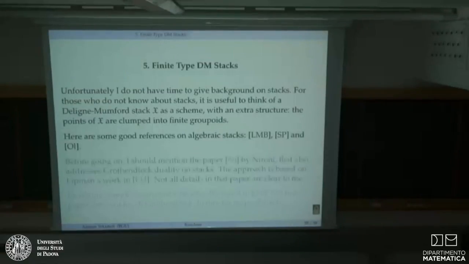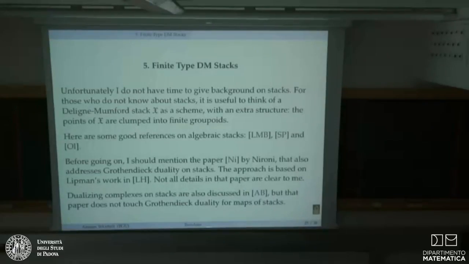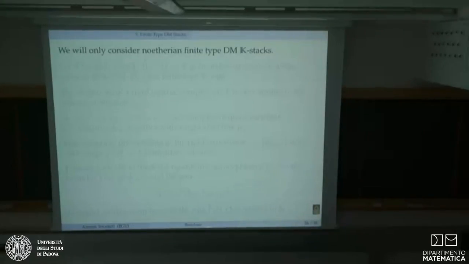Some references here. Some people have tried to look at this. I have no idea what is the status of the work by Nironi. I didn't understand it. With the exception of Nironi's preprint, I don't think there's been any attempt at global duality. I don't think, for example, that Lurie has something like this. He does have a theory of dualizing complexes in the affine case, in his volume number 20, and then probably he'll cover it. The whole series is only 14 volumes. I don't know how to handle Artin stacks using my approach. So I will only consider Noetherian, finite type, Deligne-Mumford stacks over our nice base ring.